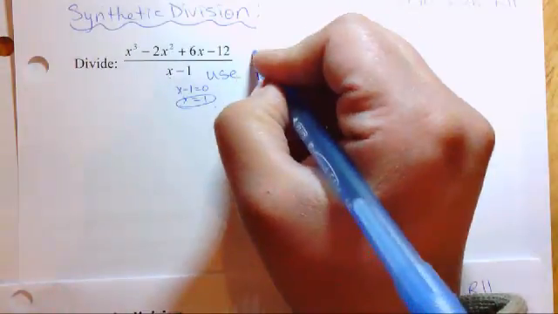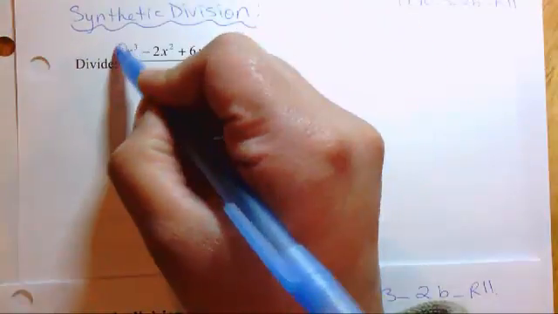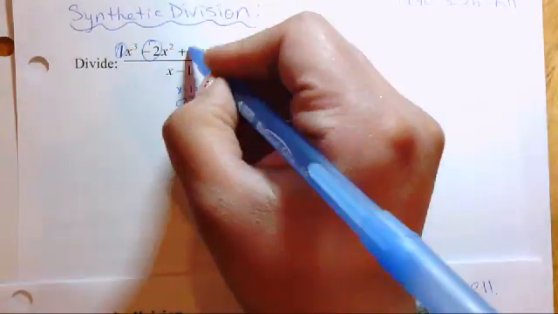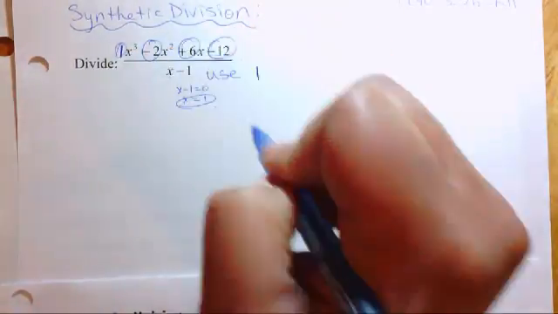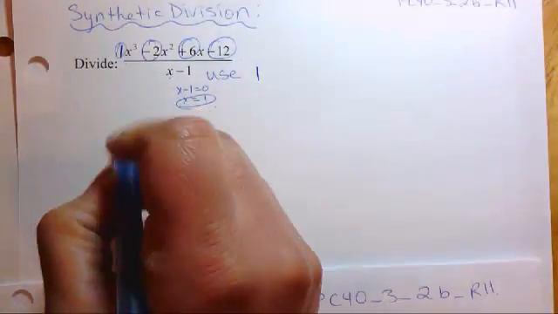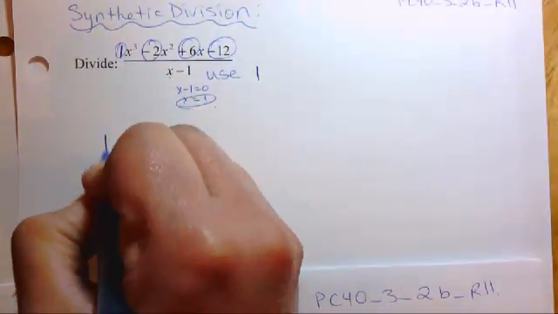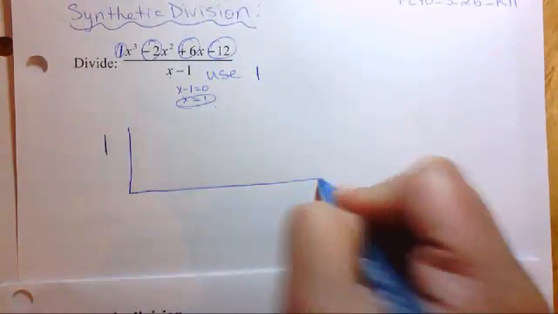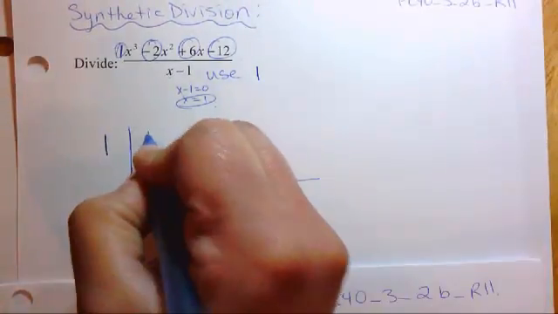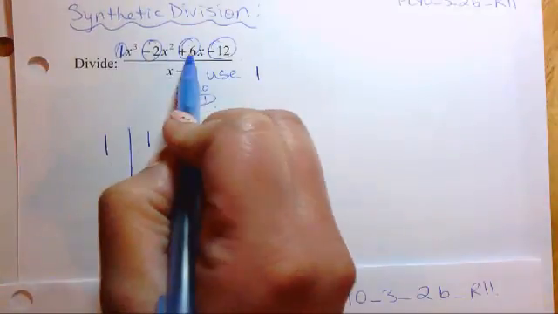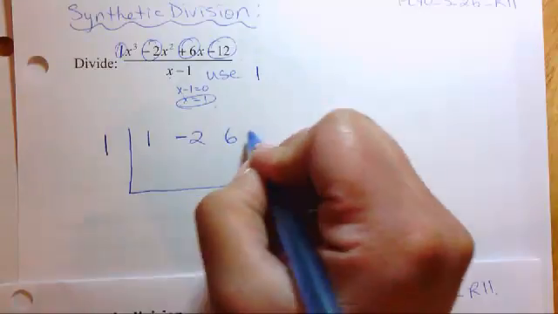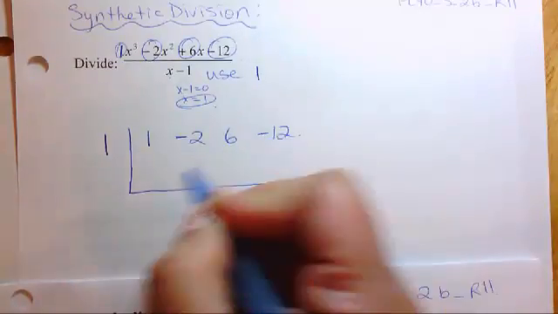And the coefficients that we use are from here. So this is a 1, this is a minus 2, this is the 6 and a minus 12. So let's rewrite that in our L shape that I was talking about. So there's our 1, that's our divisor. Then we're making an L shape here, and we're going to write the coefficients from right up here. So you've got your 1, your minus 2, your 6, and your negative 12.